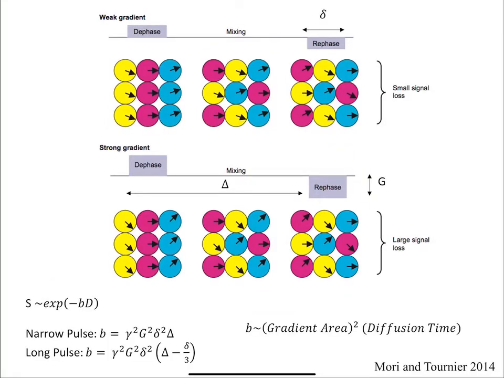Okay, so the next thing we want to talk about is the b-value. It turns out that the signal I measure is proportional to the exponential of minus b times d, where b is the b-value and d is the diffusion coefficient.